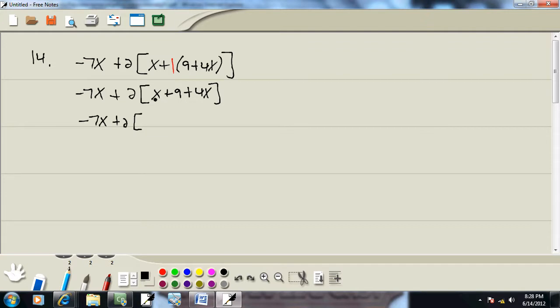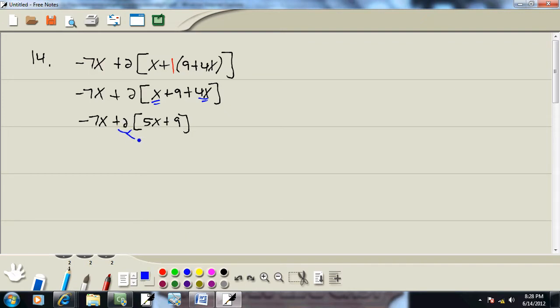Well, inside of the brackets we can add together like terms. I got x plus 4x. That's going to give us 5x. Nothing left to do inside the brackets, so then we look at our entire problem again. So we did the please part. Excuse. There's no exponents. My dear. Multiplication and division.